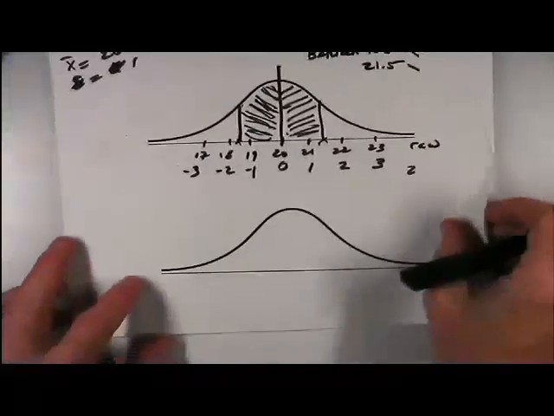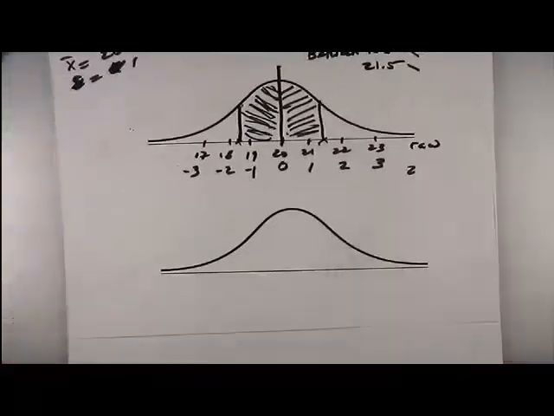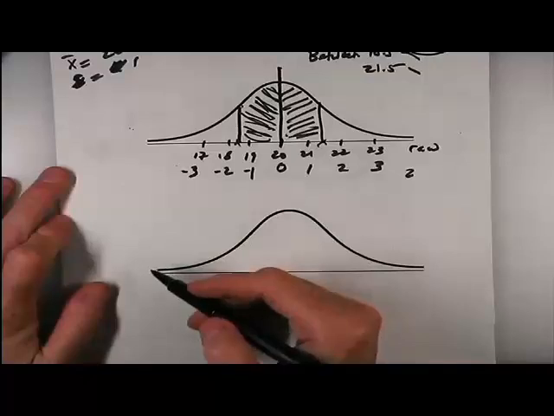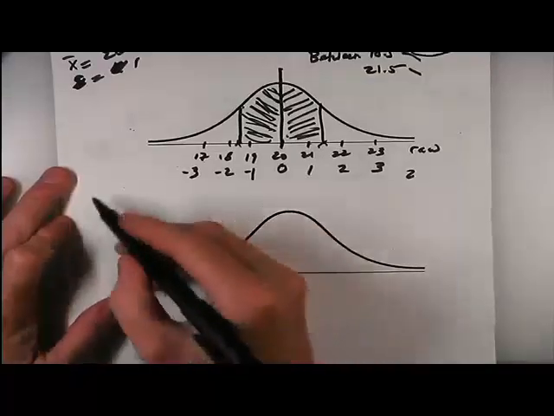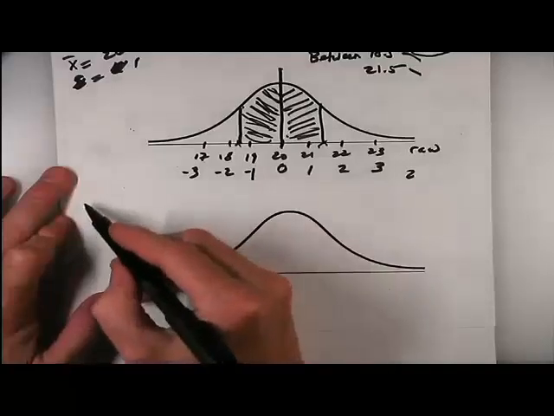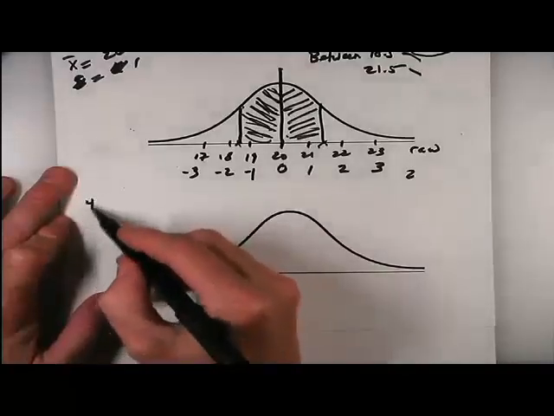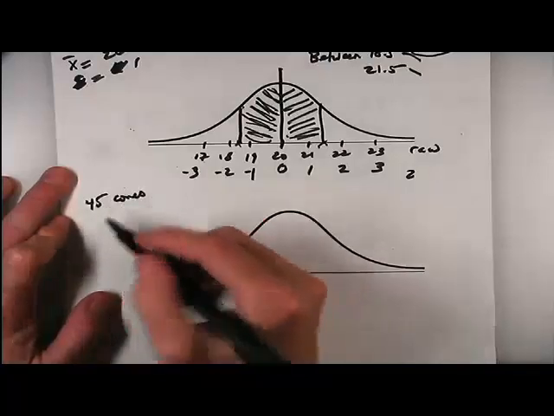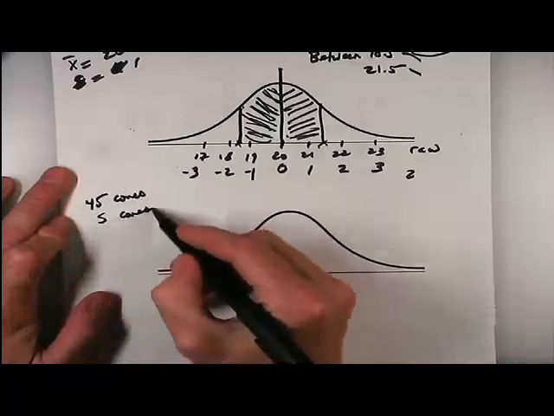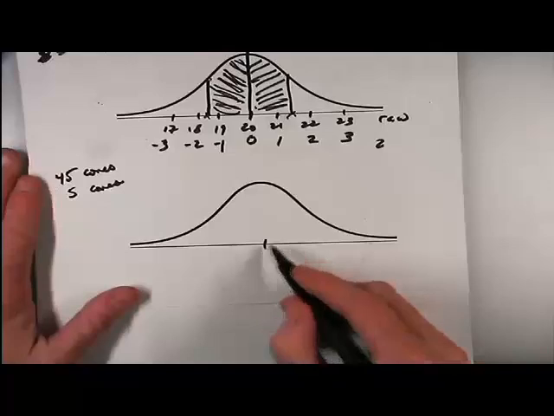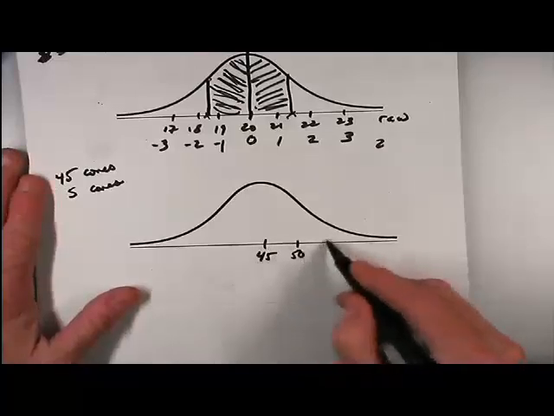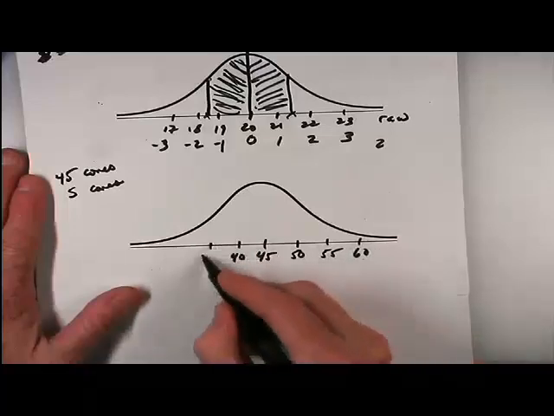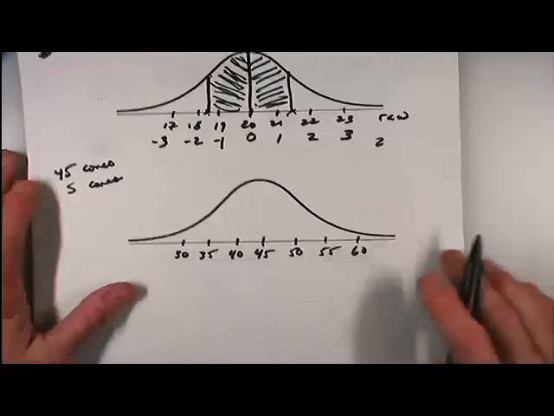But let's say, all right, now we're going to have, let's do some 0.5s or something. All right, so now we've got sales at an ice cream store, and we end up selling within the lunch hour an average of 45 cones with a standard deviation of 5 cones. Okay? So, I've got 45, 50, 55, 60, 40, 35, 30.